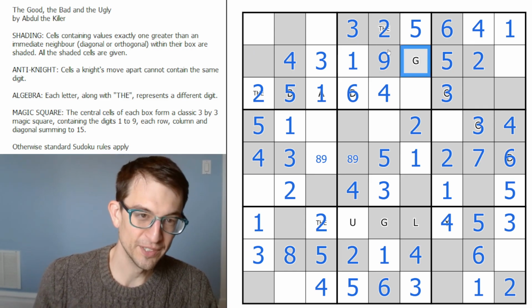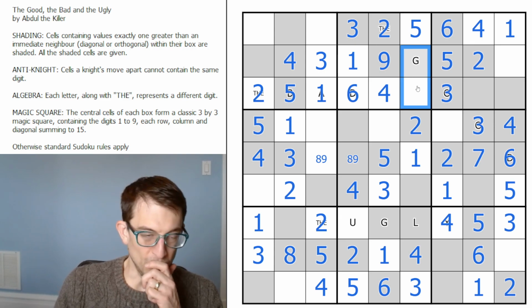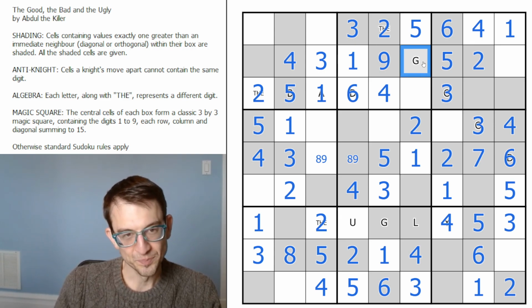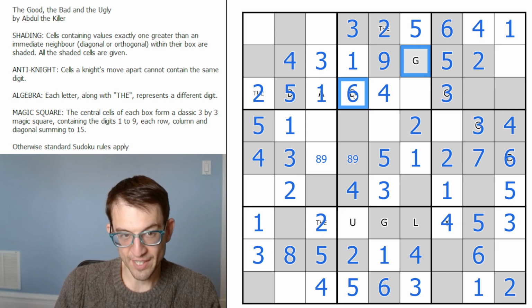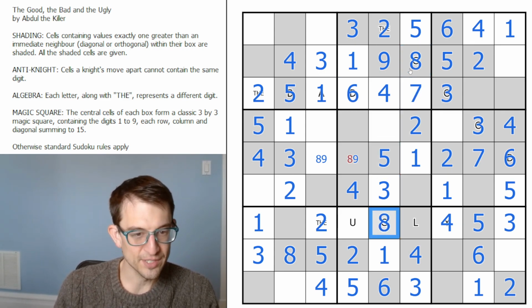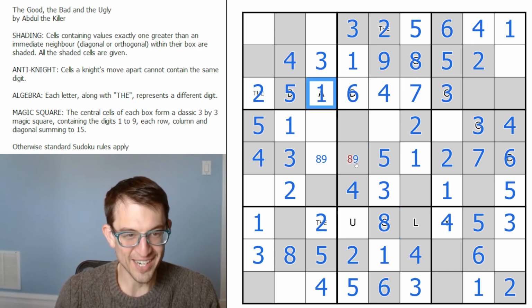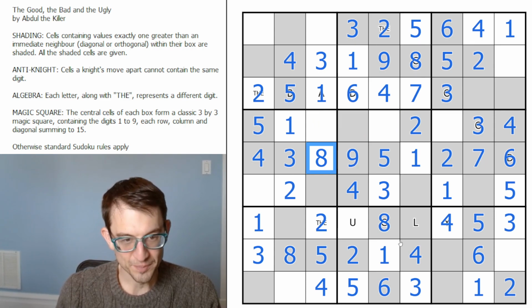Let's see what's left here. 1, 2, 3, 4, 5. So this is 7 or 8. I'll fill that in. This can't be 7 because it is shaded and not next to its 6. So that's the 8, that's the 7. That means G is 8. And by knight's move, that means this is now 9, and that's 8.